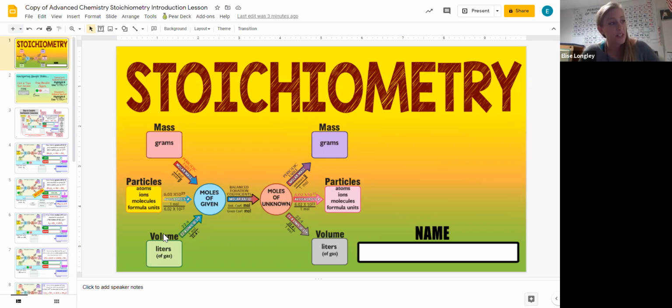So if you look at this confusing map, everything you see here is literally just saying, hey, if they give you mass, convert to moles. Hey, guess what? If they give you particles, convert to moles. And guess what? If they gave you liters, think what you need to do? Convert to moles. So it's literally just saying convert to moles in a really confusing way. But you'll see this everywhere on the interwebs. So I just want to make sure you saw it.